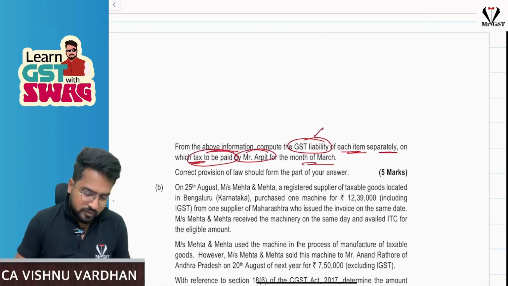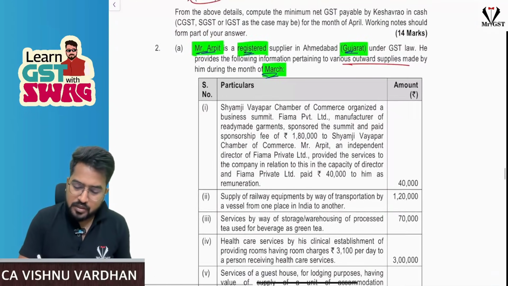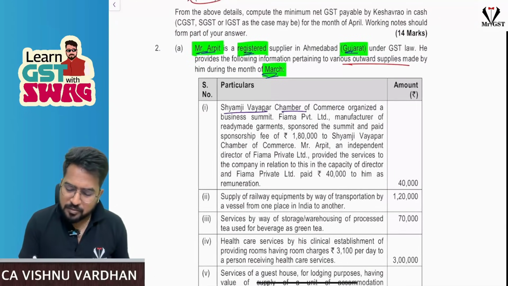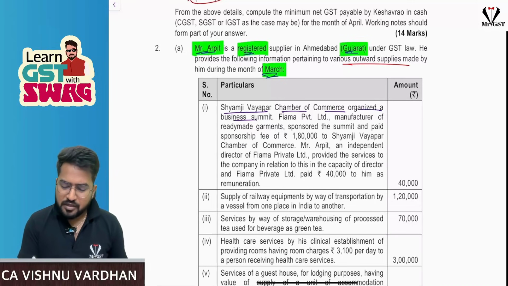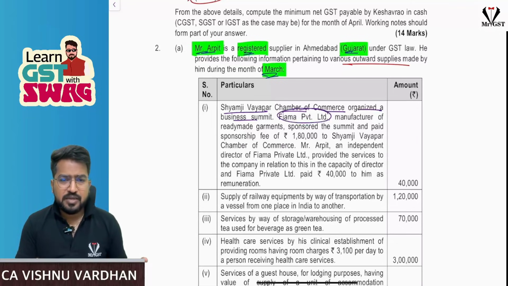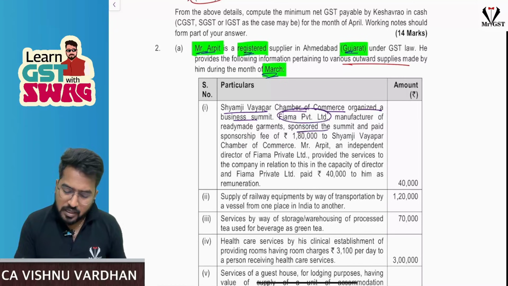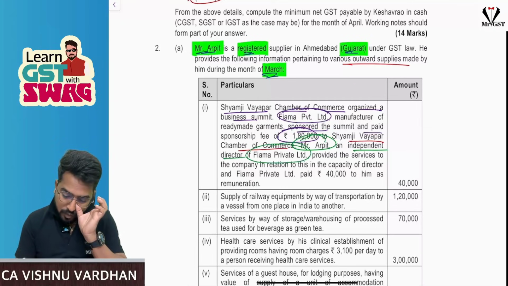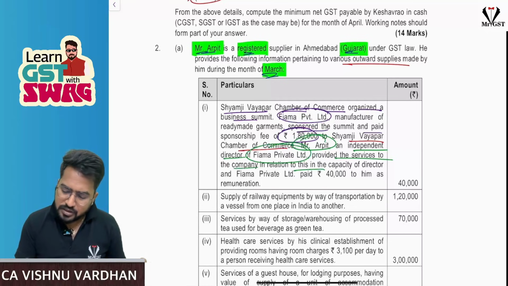Now, if you see, first of all, Shamji Vyapar Chamber of Commerce organized a business summit for that Fiyama Private Limited, who is manufacturing some ready-made garments, is acting as a sponsor. So providing sponsorship, all these things, and paid sponsorship is 1,80,000 to Shamji Vyapar Chamber of Commerce. Mr. Arpit, independent director of Fiyama Private Limited, provided the services to company in relation to this capacity of director, and Fiyama Private Limited paid 40,000 to him as a remuneration.